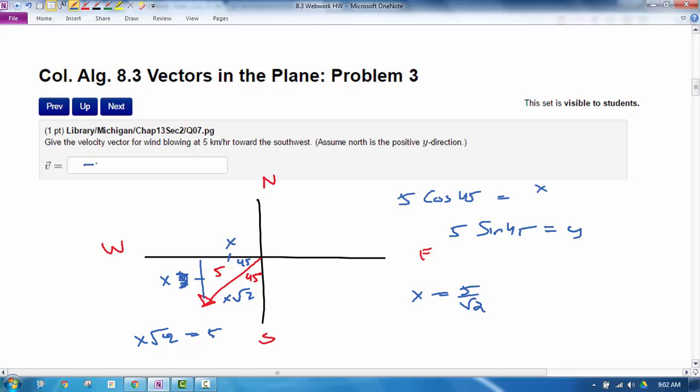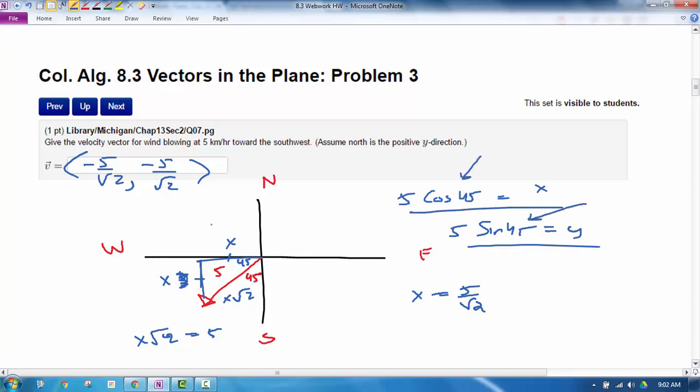So basically it's -5 divided by the square root of 2, comma, -5 divided by the square root of 2, because we're going back that amount and down that amount. That's the exact same thing you'll get if you do this. You'll get a decimal approximation if you do this, but that's okay. This should work.